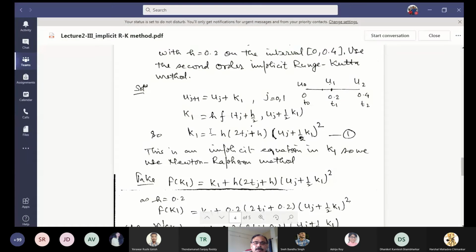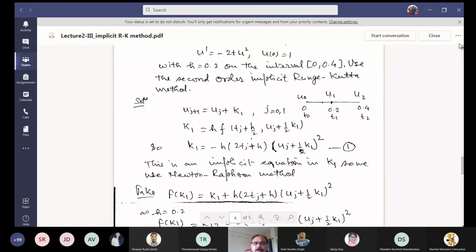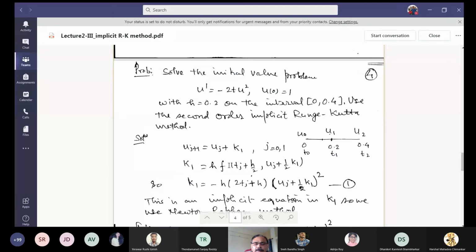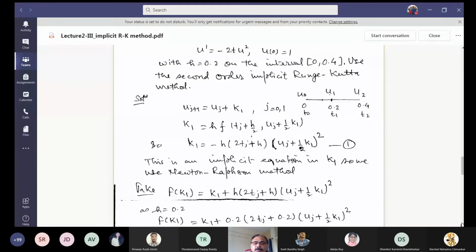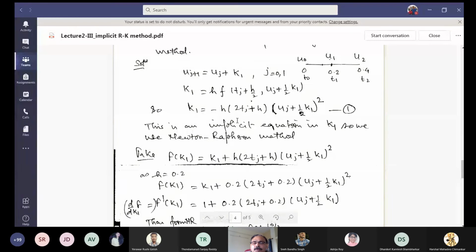So K1, if you write it in terms of this, f is minus 2t u square. So K1 will be minus h, 2tj plus h, and then uj plus 1 by 2 of K1 square. It is very simple, because it is h into f of tj plus h by 2, means wherever t is there, tj plus h by 2 is replaced, and wherever uj is there, it is replaced by uj plus half of K1.